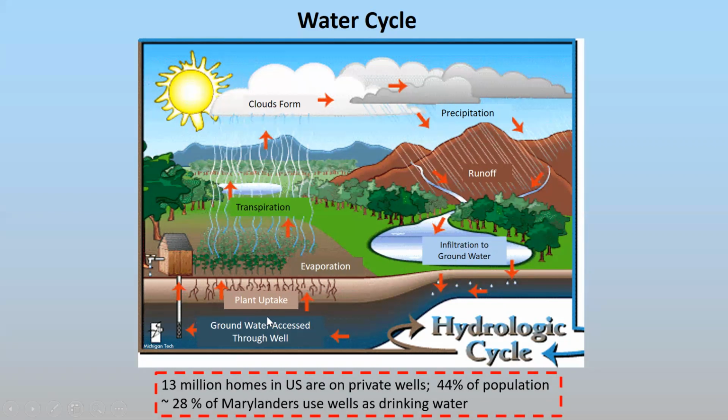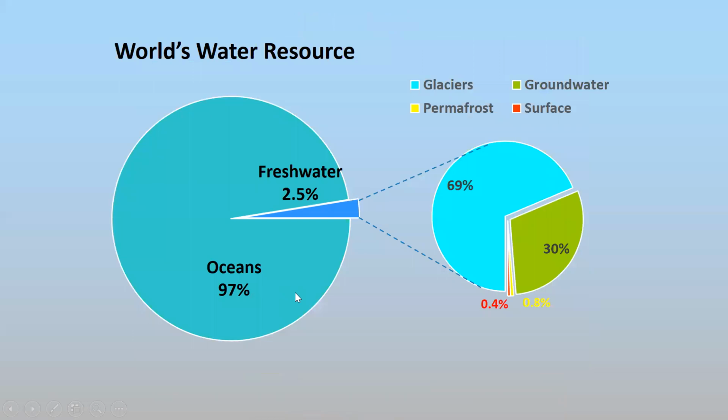Groundwater is a very important drinking water resource for Americans. If we look at the total volume of Earth's water, 97% of it is tied up in oceans, and only 2.5% is fresh water. And of that 2.5% fresh water, 70% roughly is tied up in glaciers, and 30% is within the ground.